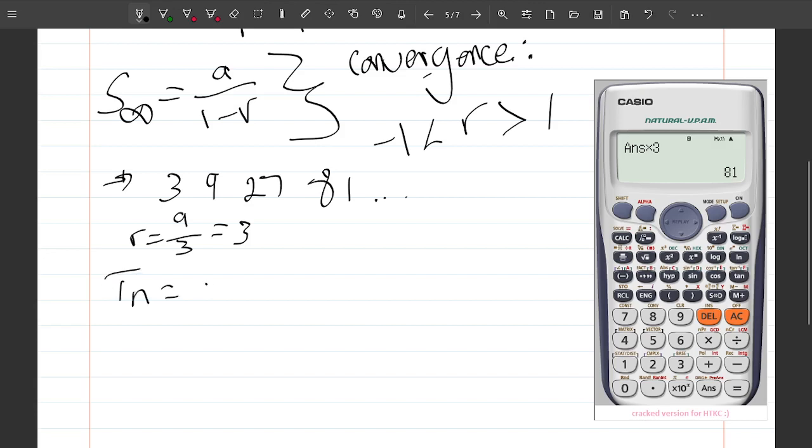Then I go down to Tn. We know Tn is supposed to be a multiplied by r to the n minus 1 for a geometric pattern, and the a is the first term. This is 3 multiplied by my r, the common ratio of 3, to the n minus 1. Done. I leave it there. Do not try to multiply the 3 and the 3. The other 3 has a power and the other one doesn't.